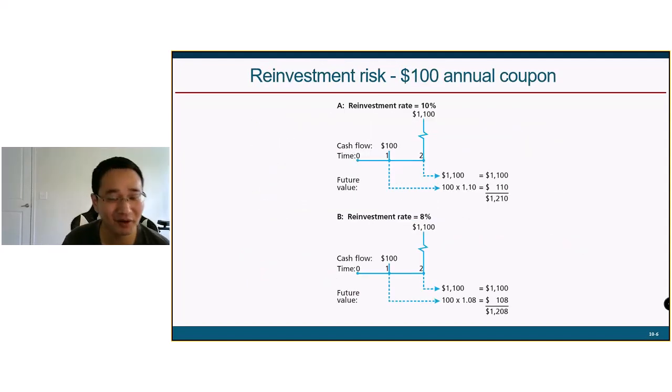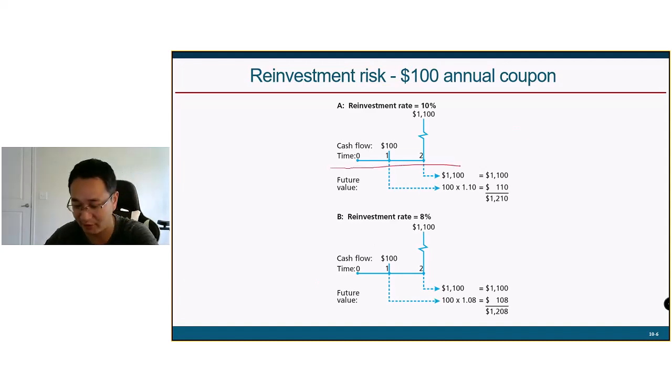We're going to talk about another important concept called reinvestment risk. So what is reinvestment risk? You need to know in finance, the timeline is very important. So that's what we have here, the timeline. So this is a bond that pays you $100, right? $100 here.